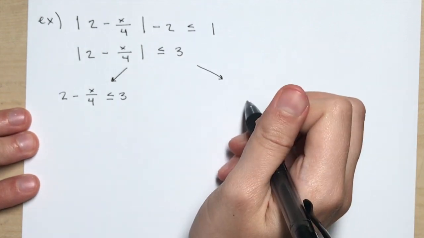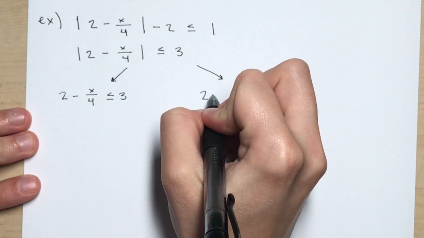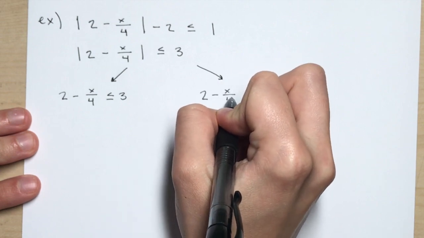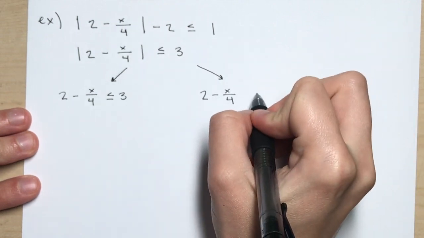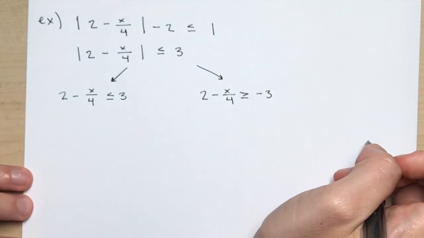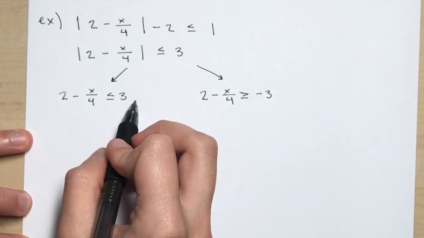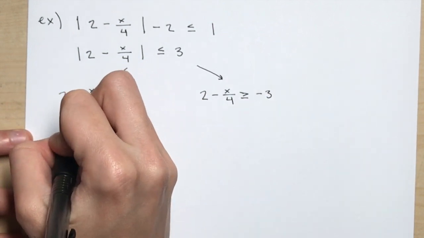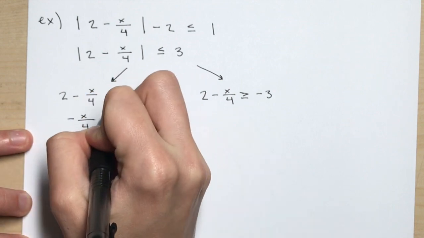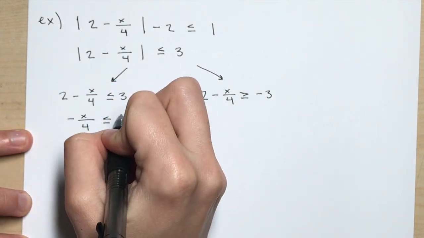And then my second one is without the absolute value, but I flip the sign of the number, and I also flip the inequality. And then I just solve. So I can subtract 2 over to this side, so I have negative x over 4 is less than or equal to 1.